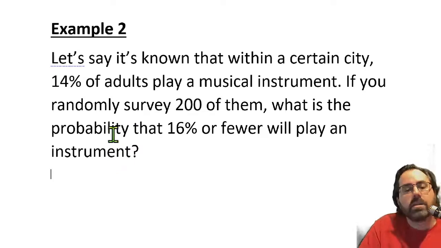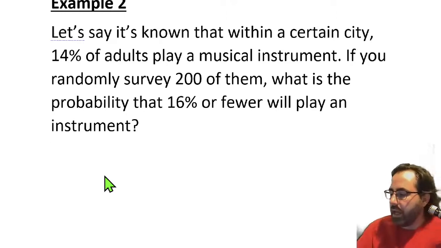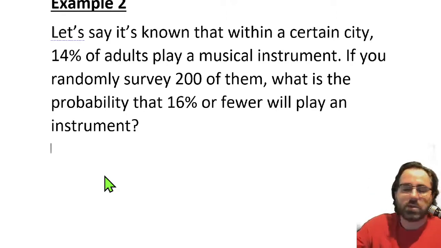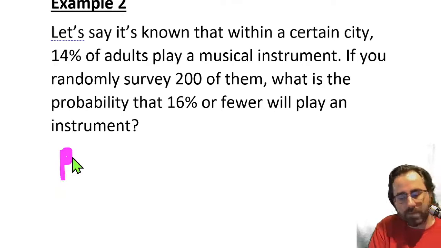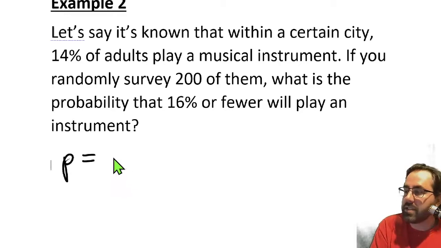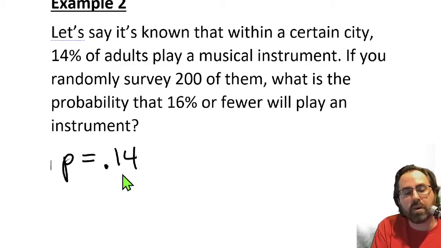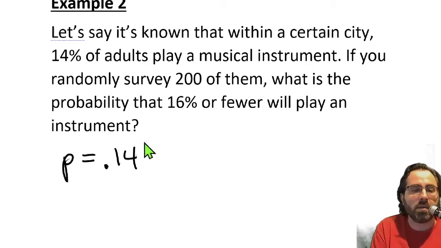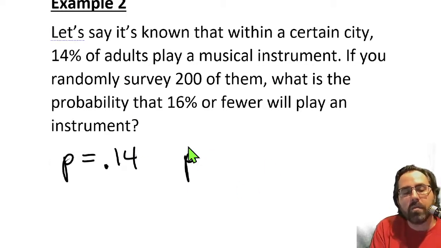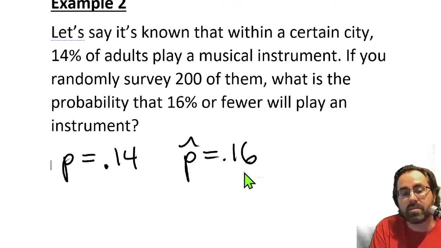All right, so let's calculate. So what are we going to do? We're going to just go ahead and straightforwardly use the formula. We have our probability of success in the population. We would expect a proportion of 0.14, or 14% of adults, to play an instrument. The proportion that we're looking to achieve is 0.16 or lower. We want to know what's the probability of that. And our n is, of course, 200.